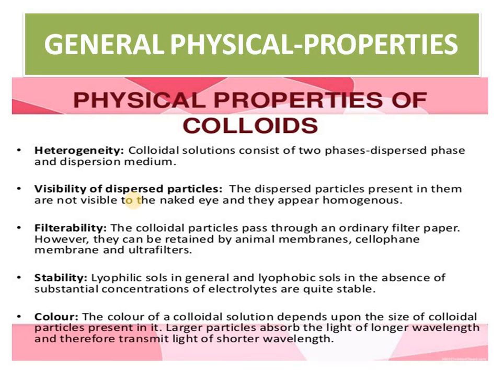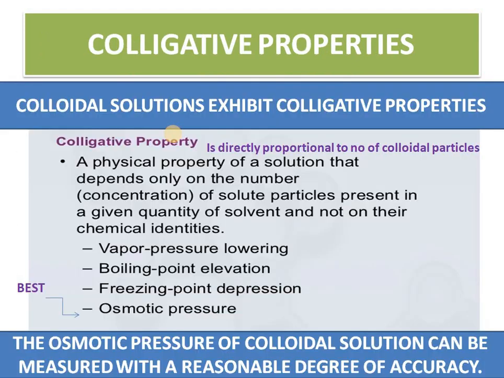If you think of VIBGYOR, violet, indigo, blue, green, yellow, orange, red, red has the maximum wavelength. If red is absorbed, the transmitted light is likely to be of lesser wavelength, that is, moving towards the violet side. This way the complementary color will be obtained.